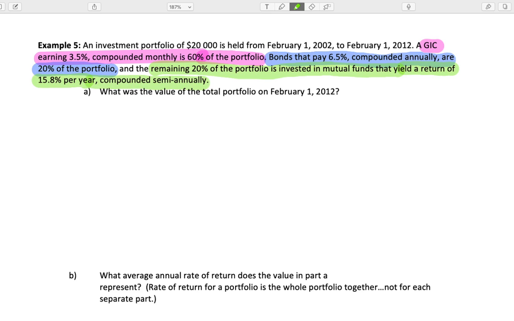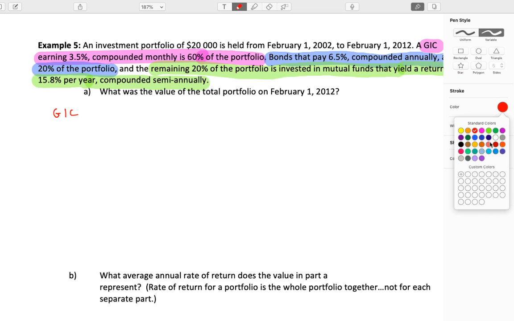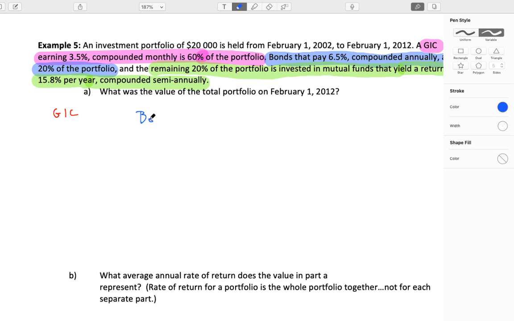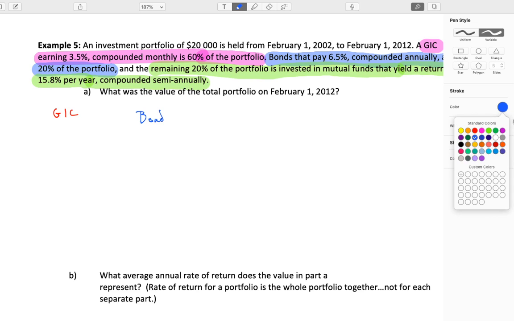So I guess the first order of business for me is to simply break this up into 3 different columns. The first column, I'm going to call the GIC column. The next one, I'm going to call the bonds column, and it's blue. The next one, I'm going to call the green column, which is the mutual funds column.